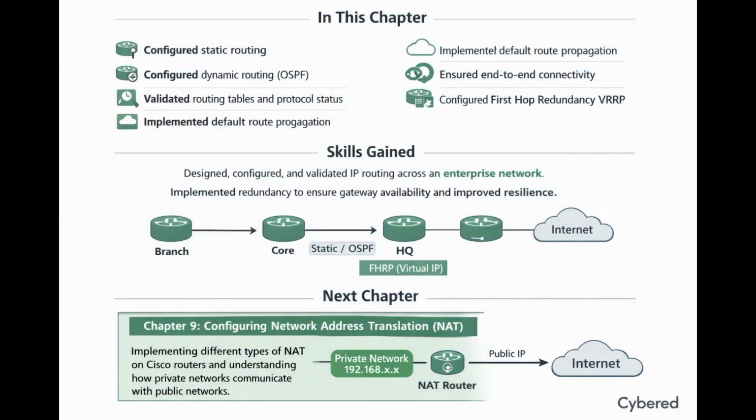Summary: in this chapter, we explored how Cisco routers establish IP connectivity between remote networks. You learned how to configure and validate both static and dynamic routing, ensuring reliable end-to-end communication across an enterprise network. We also covered how to propagate a default route throughout a Cisco environment, allowing client devices to access external networks such as the internet. In addition, you gained an understanding of first hop redundancy, ensuring default gateway availability and improved network resilience. In the next chapter, we'll focus on implementing different types of NAT on Cisco routers and understanding how private networks communicate with public networks.